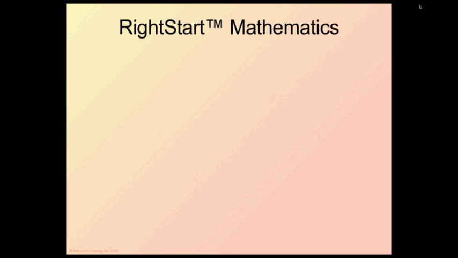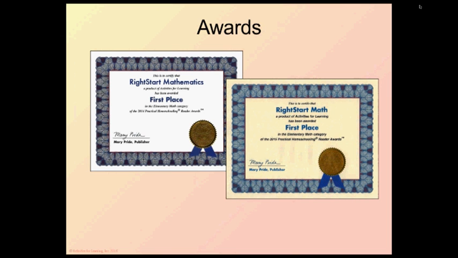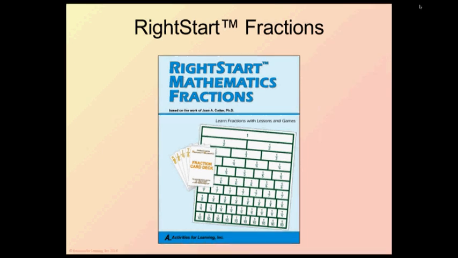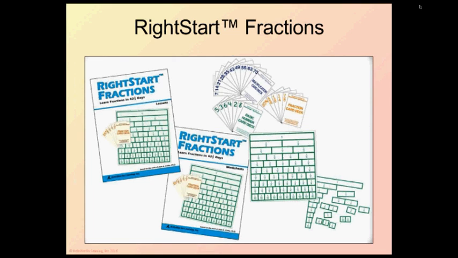The Right Start Math program that this is all based out of teaches fractions from levels A through E, but there's more focus in D and E. There's a little bit, of course, in A, B, and C, but there's more focus in D and E. The Right Start Math program has been given the Mary Pride Practical Homeschooling Reader Award in 2014, first place, and 2015, first place. We also have a book that takes some of the lessons, not all, from the Right Start program and has some new work in here also called Right Start Fractions. It is available in a kit where you've got the lessons, the worksheets, the fraction chart, and the pieces, as well as the cards to play the games.